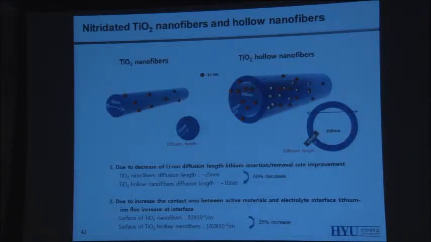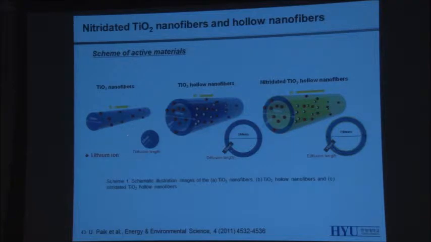And also we calculated how much the flux increases at the interface. The hollow nanofiber is about 25 times increase in terms of flux. So we first compare these three materials. First, just fibers, and the second one is hollow nanofibers with a thickness of about 20 nanometers. And then after we synthesized the hollow nanofibers, we nitridated the TiO2 with nitrogen to increase the electron conductivity.